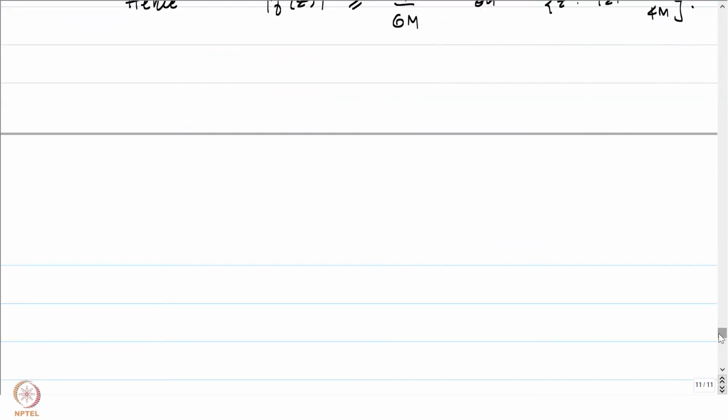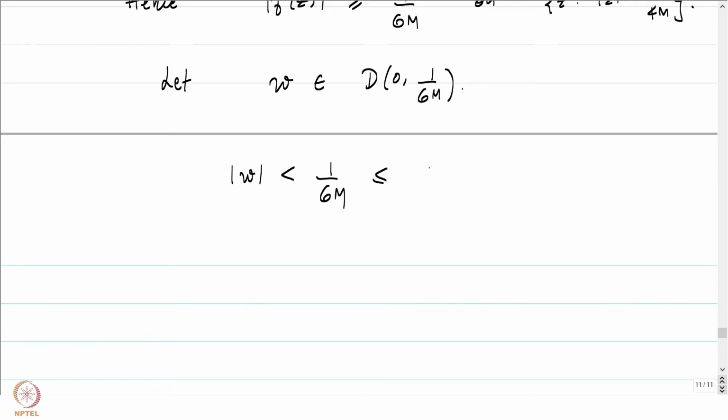Now let's consider the disk of radius 1 by 6m and pick some point there. Let w be a point in the disk of radius 1 by 6m. Then the absolute value of w, which is less than 1 by 6m, is in particular less than or equal to the absolute value of f of z on the circle of radius 1 by 4m.